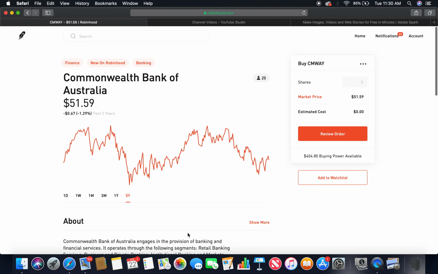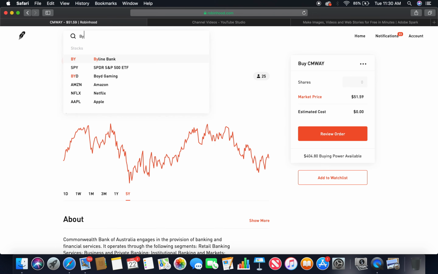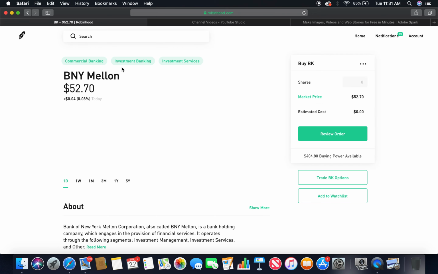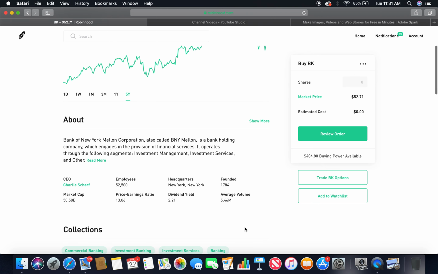So there you have it. That's the first global banking company. The second global banking company is BNY Mellon. Okay, let's look at that. Let's look at the 5-year. Nice upward trend. Peaked around, say, about $56. Market price, $52.71.